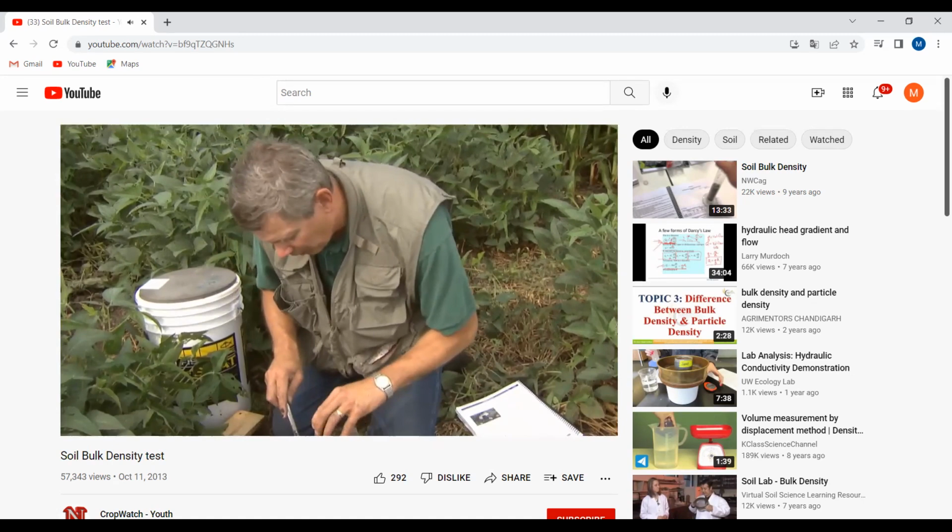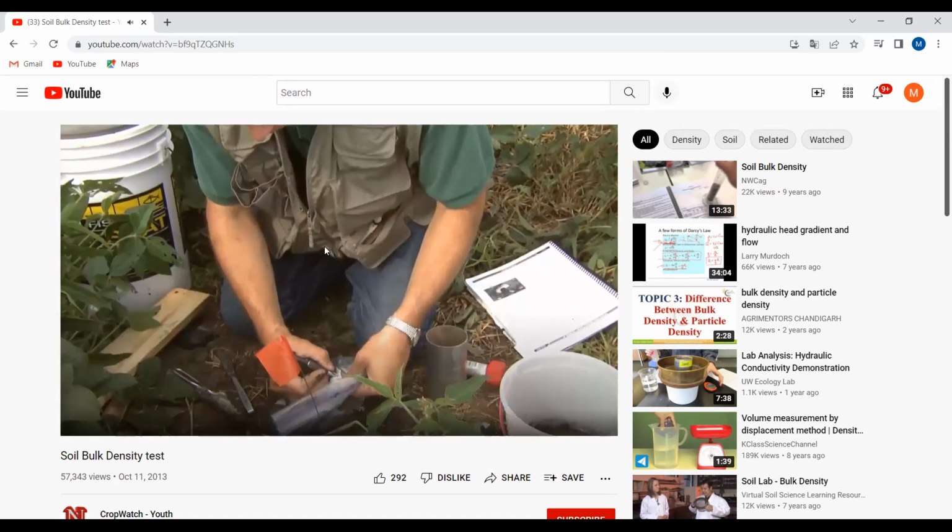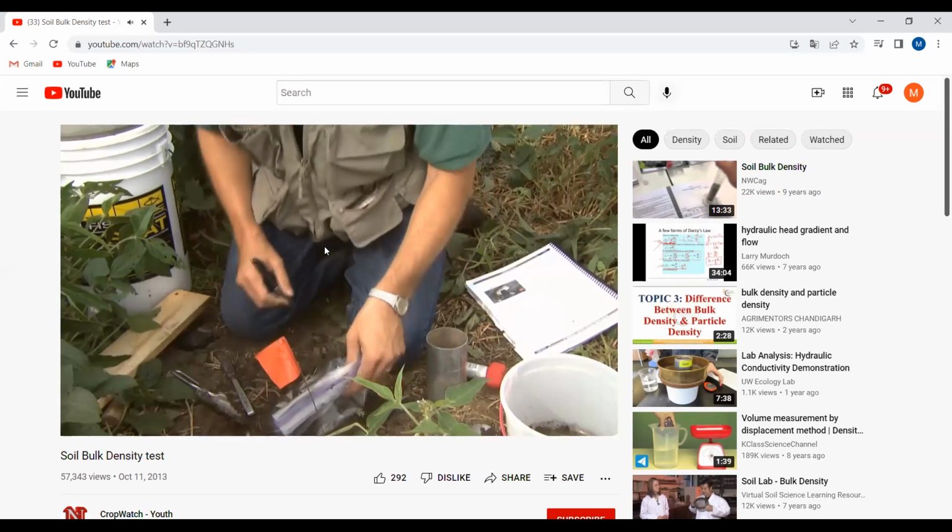So now I went ahead and got everything in the Ziploc bag. I close it, and you want to label it. In this case, this is the compacted row or wheel traffic row. And then you go to the next part of the field and collect it as well, and we're ready to go to the lab.